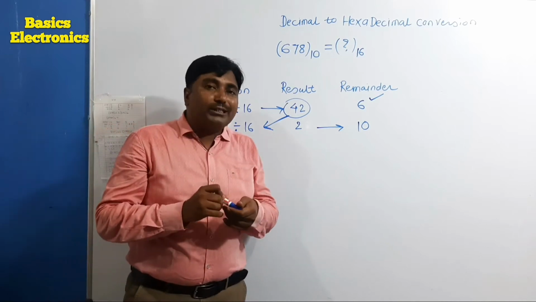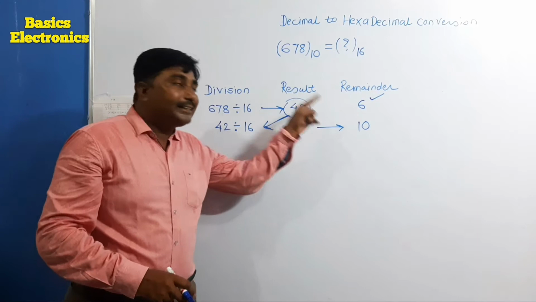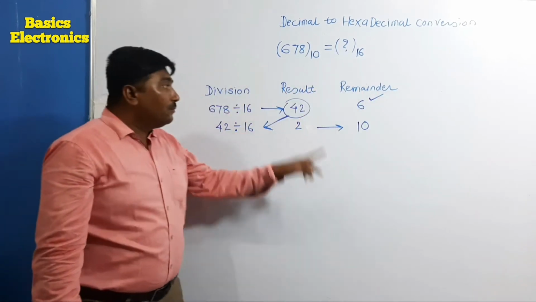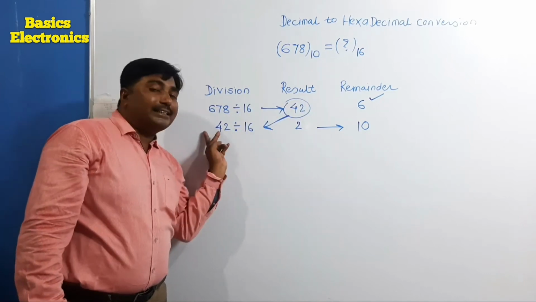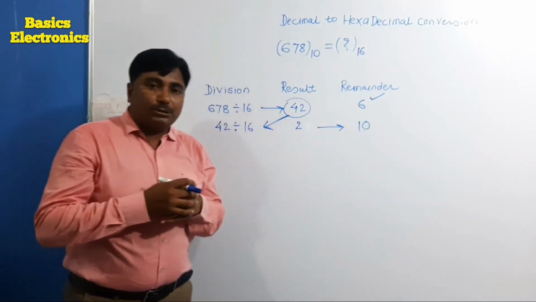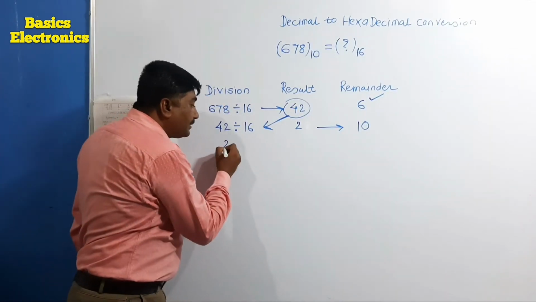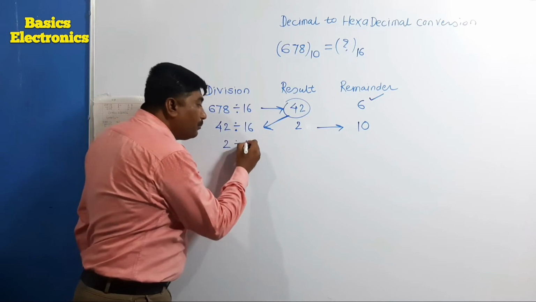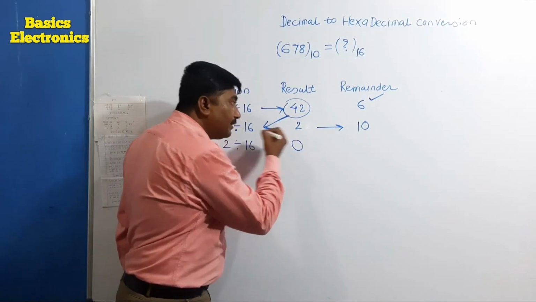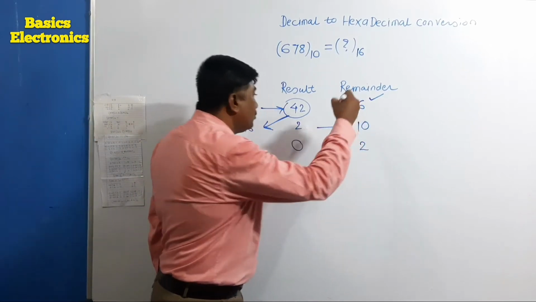What we have to do in the process? We have to divide the given number by 16, write down the result and record the remainder. We divide the result by 16 till we get the result equal to 0. Means again we have to divide the result by 16. Here 2 divided by 16 becomes result 0 and the remainder is equal to 2.